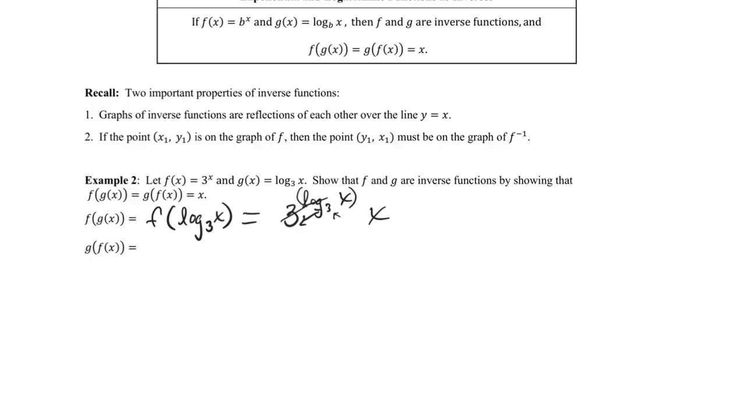What if I did it the other way? I know what f of x is. It's 3 to the x. That 3 is a base.